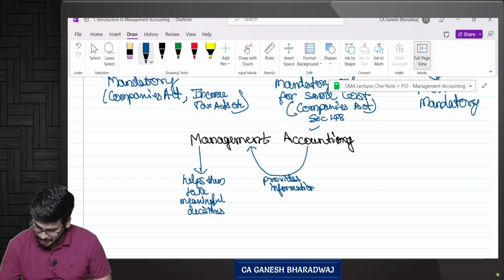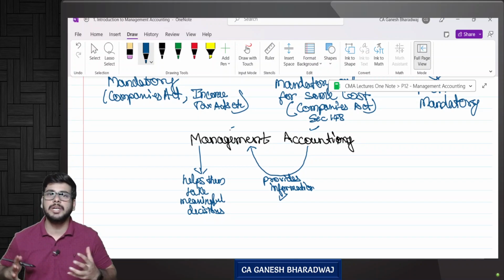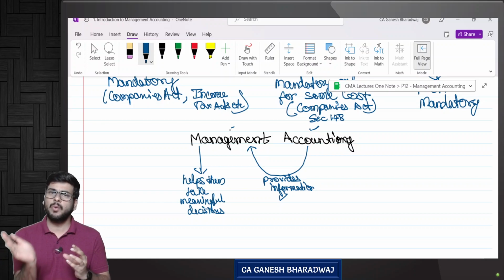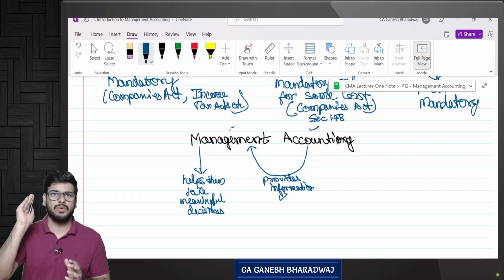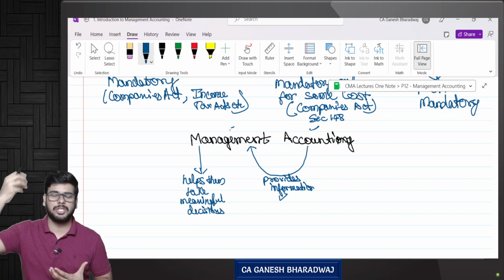So it is that branch of accounting that provides information to the management that helps them take proper, meaningful decisions. So basically, that branch of accounting that provides the information to the management. What do you mean by management? Technically, the top management, the board of directors.